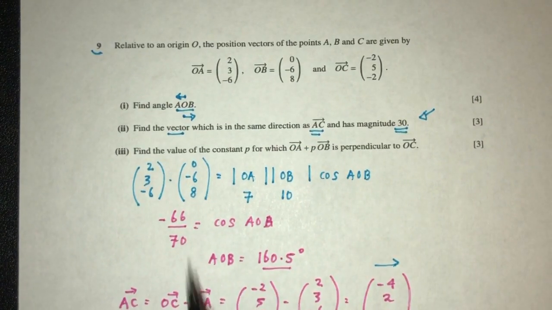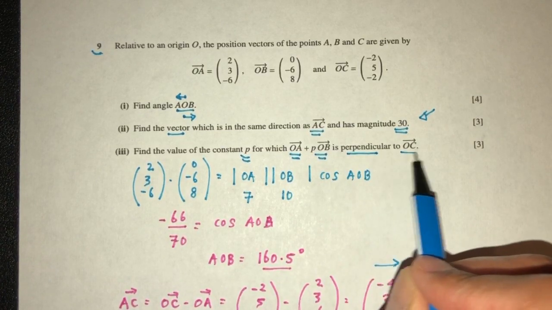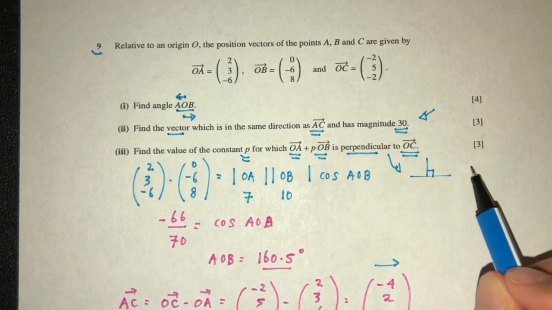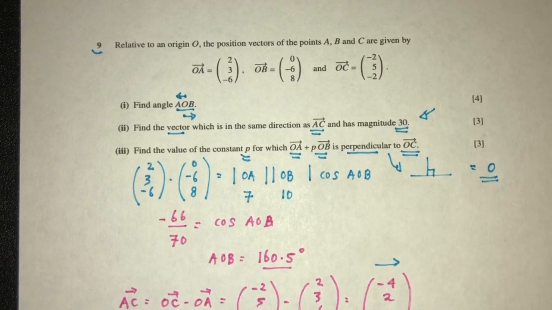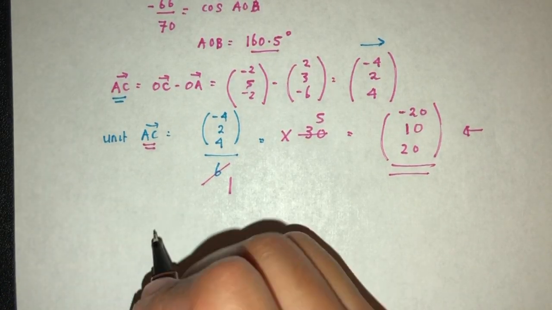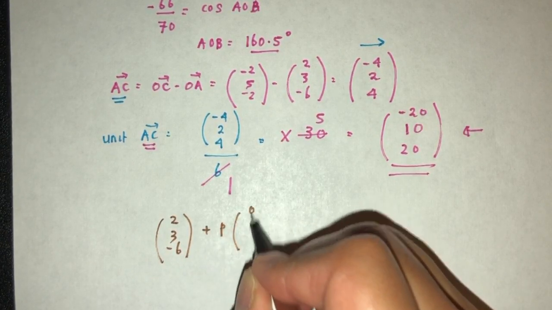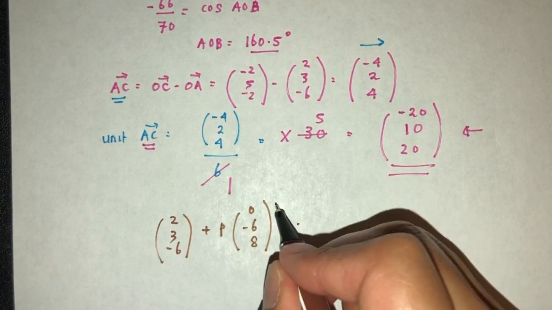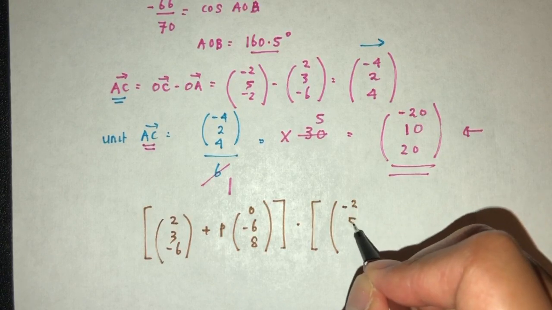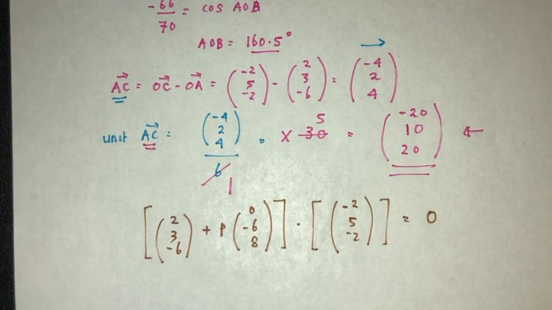Now for part 3, we have to find the value of p for which this and this is perpendicular to OC. So pretty easy. When it is perpendicular, we understand their dot product will be equal to 0, or the scalar product is 0. So let's first find those values, right? OA is given to you by (2, 3, -6), plus p OB, OB is given to you by (0, -6, 8). When we apply the dot product against OC, which is (-2, 5, -2), you're supposed to get the value of 0. That's the main equation we have to solve.